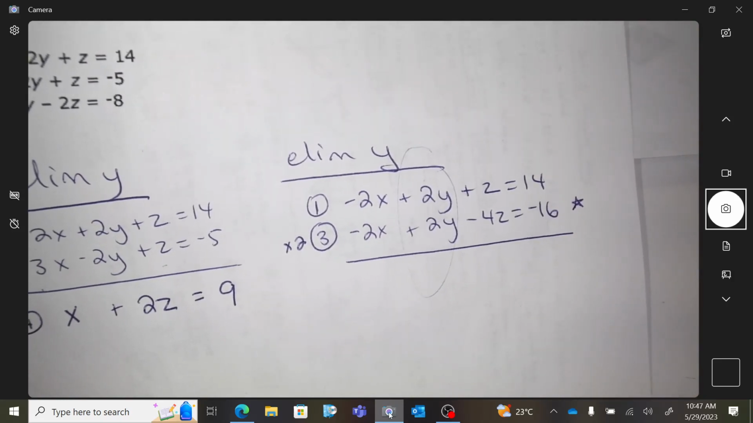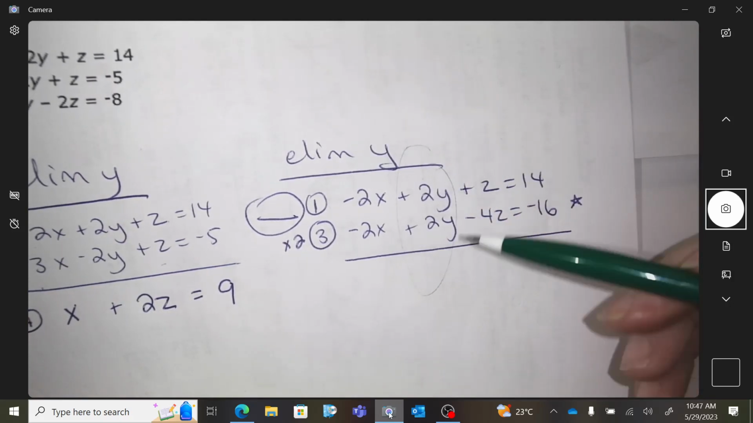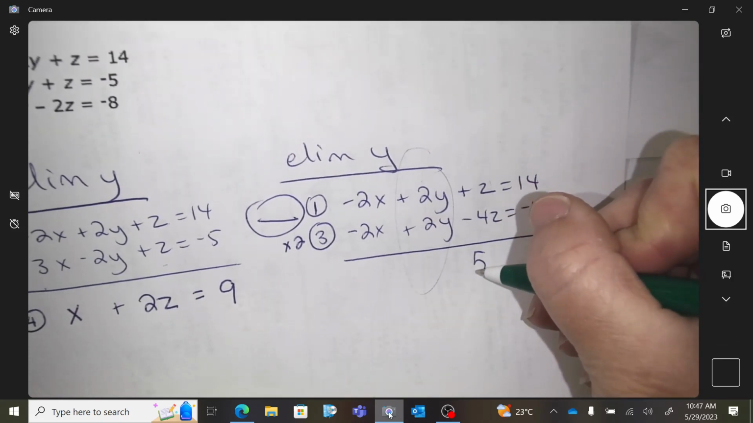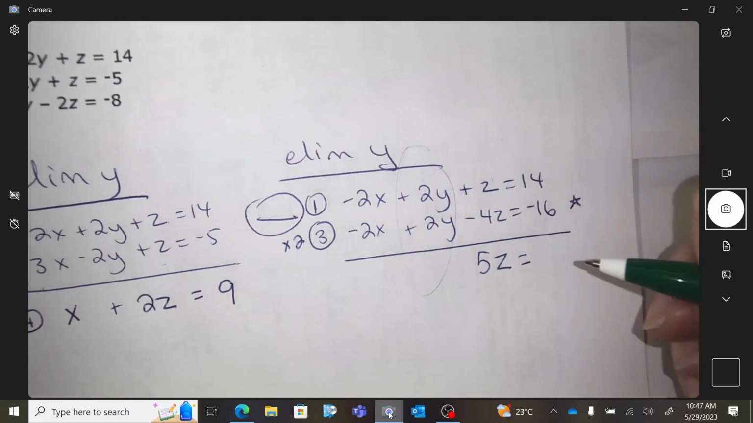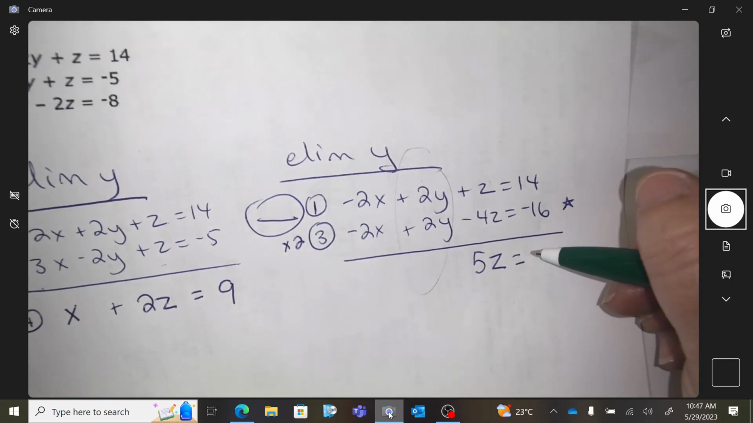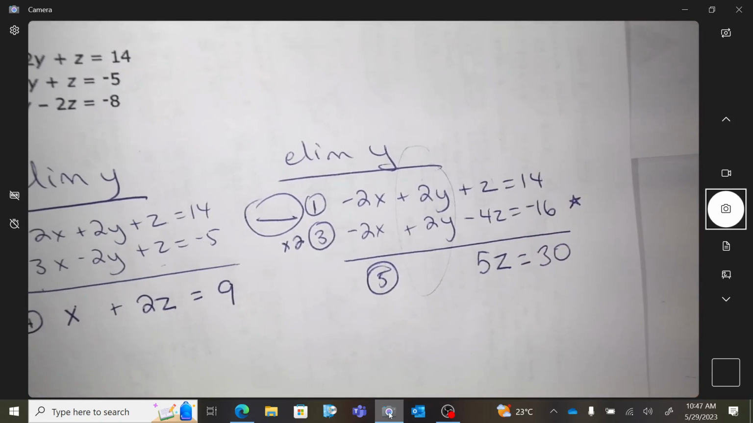Okay, we have to attack the y's because that's what we're committed to doing. So add or subtract. Subtract. What is a negative 2x subtract a negative 2x? 0. It's actually gone, and then that's gone. Well, that's nice. This makes 5z. And this makes 30. We're going to call this the fifth equation.